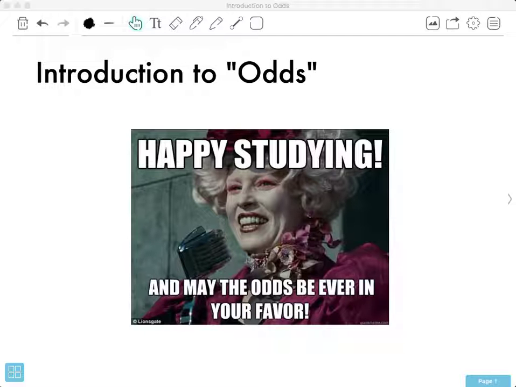Probability and odds, two different words in the English language, get used interchangeably as meaning the same thing, but mathematically they are basically two different ways of showing how likely something is to happen. They're mathematically different. You can see the word odds is used in popular media. This is a little picture from the Hunger Games. So we're just going to define what odds actually means mathematically.